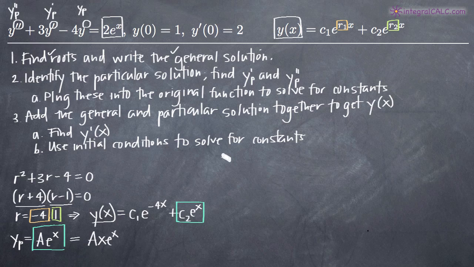So let's go ahead and find y prime, or the first derivative of our particular solution. We're going to need to use the product rule. So we have one function here, a x, and a second function here, e to the x, right? So in order to take the derivative of these two functions that are multiplied together, we need to use the product rule. So remember that the product rule tells us we'll take the derivative of one of the functions, leaving the other one completely alone, and then add to that the opposite combination.